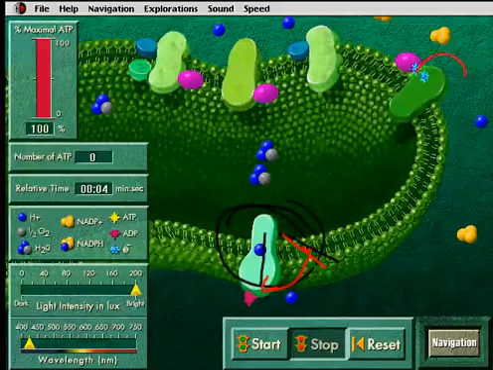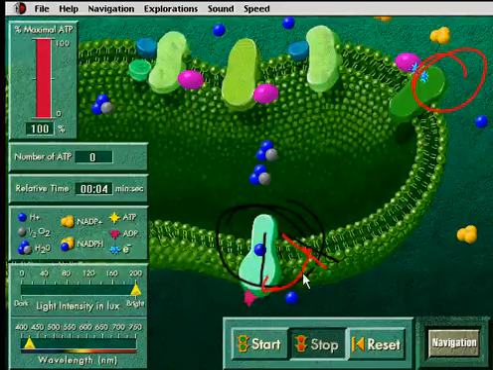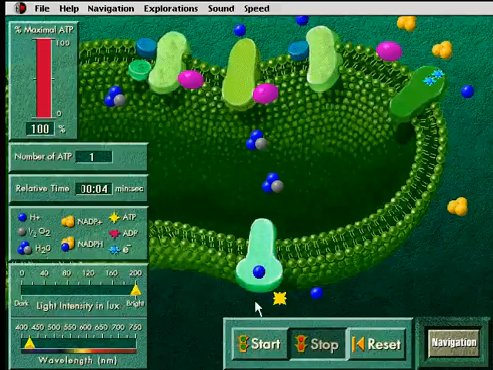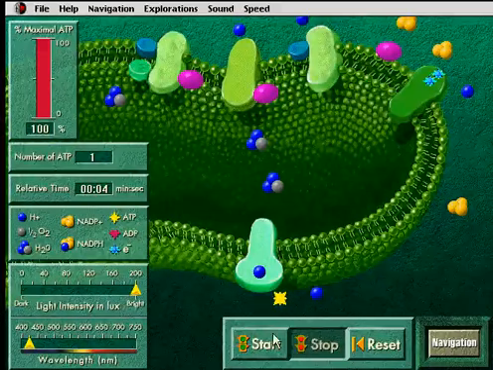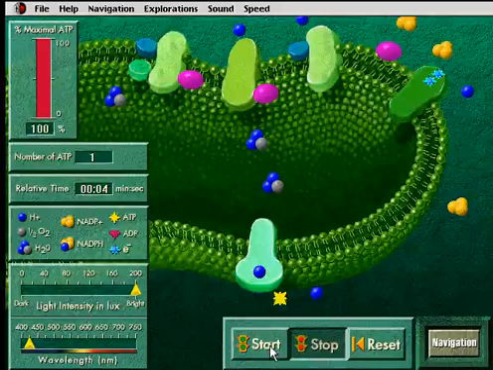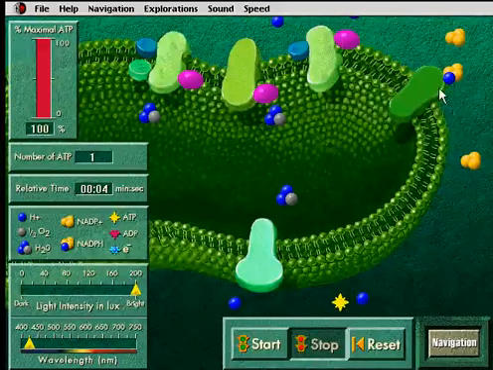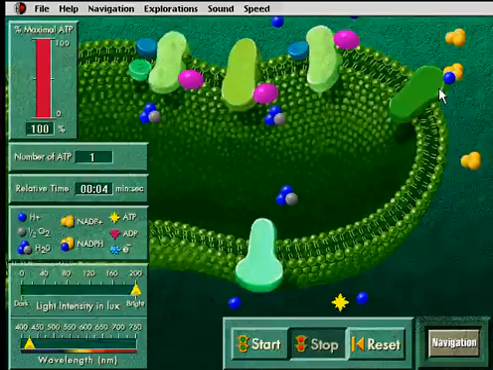Also over here, we're going to have something happening. Let's see what happens. Okay, ATP has been formed. Your first section has formed. Now over here, we're going to have NADPH forming, right there. That is the other energy-containing molecule that is made by photosynthesis.